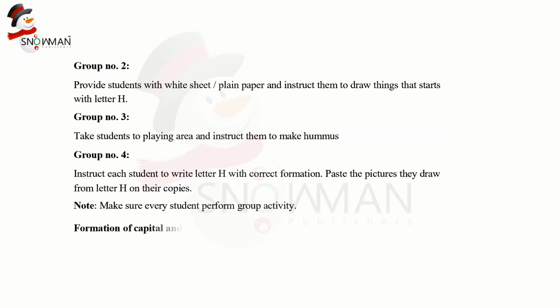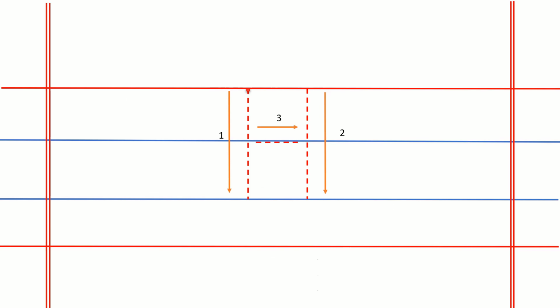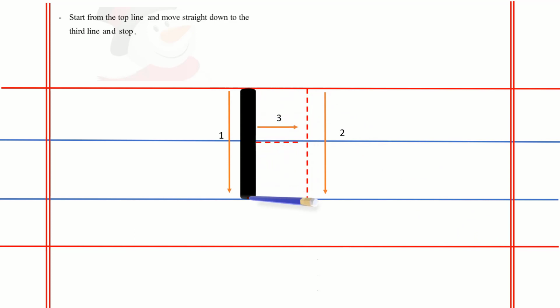Formation of capital and small letters H activity. Draw 4 lines on the writing board. Write capital letter H on the first 3 lines and give instructions. Start from the top line and move straight down to the 3rd line and stop.